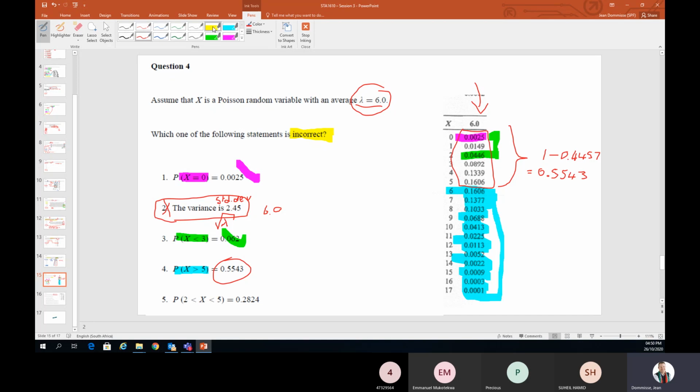Okay, so the last one. So let's check. So smaller than 5, so it doesn't include 5. So it's 4, 3, and then bigger than 2, so it doesn't include 2. So it's only those two that we need to add. So it's 0.892 plus 0.1339, which is 0.2231. Why do we get that?